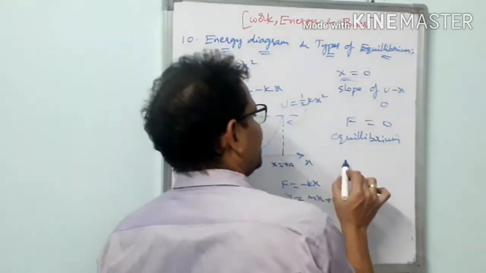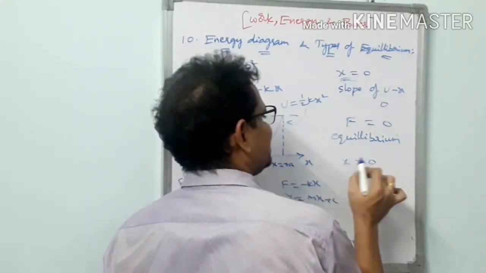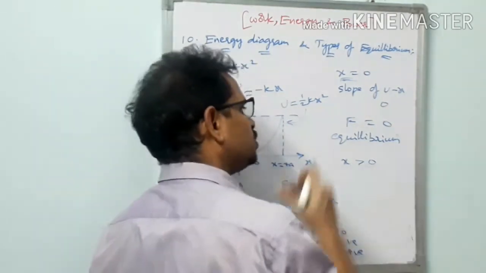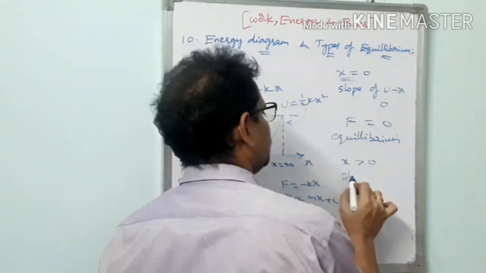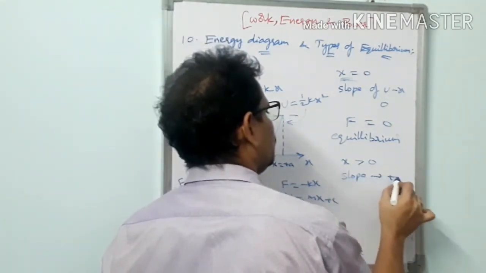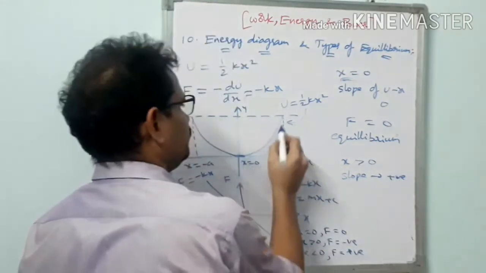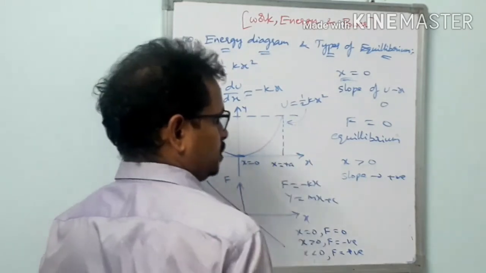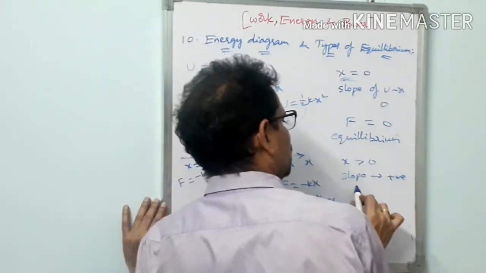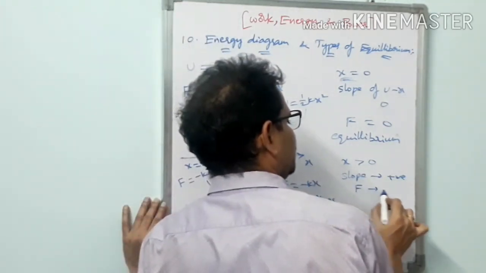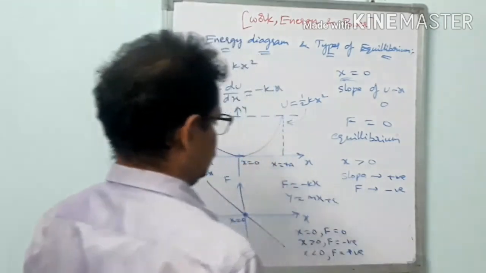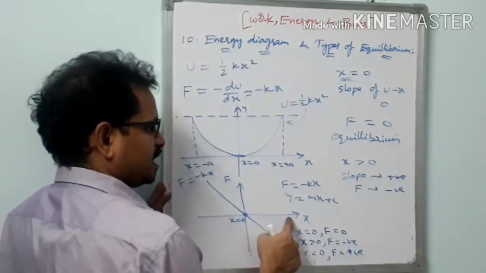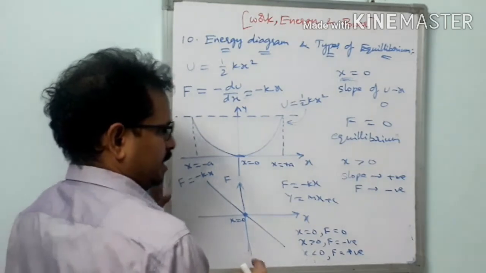Then what about when x is greater than 0, what about slope here? Positive slope, this part of the graph. For this part of the graph, it is having positive slope. So slope is positive, and what about F? F is negative. See, as we are moving along the positive x-axis, force will be negative.